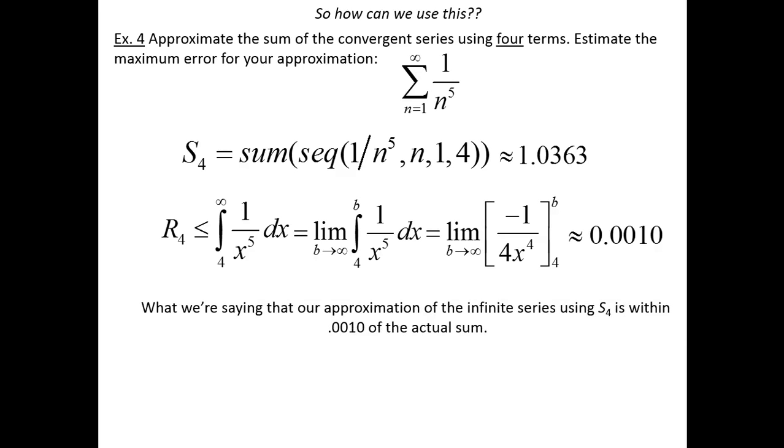So what this tells us is that our approximation of the infinite series using only 4 terms was within 0.0010 of the actual infinite sum. Now we don't know what the actual infinite sum is, we can't figure it out, but we know that our approximation using 4 terms was this close to it.